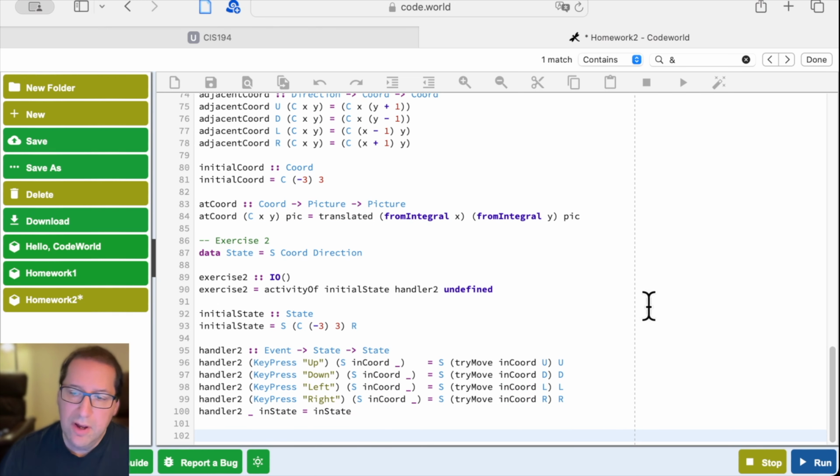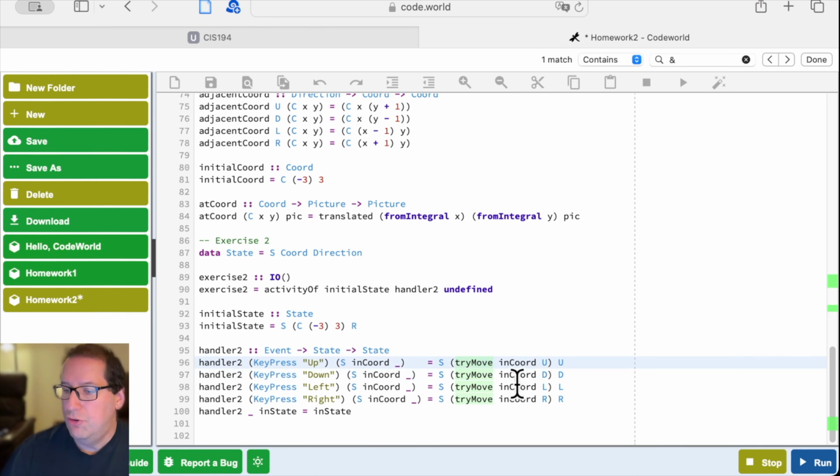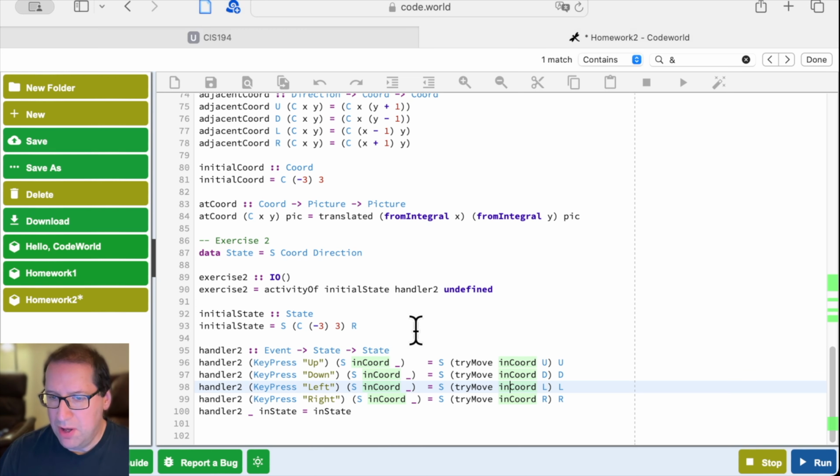I think that's correct. I guess the reason to modify try move and update that to take a state and return a state, you know, maybe you could not have this repeated constructor here, but I kind of like this better. So I'm going to go with this. All right, now that we've got our handler, we want to draw our state.